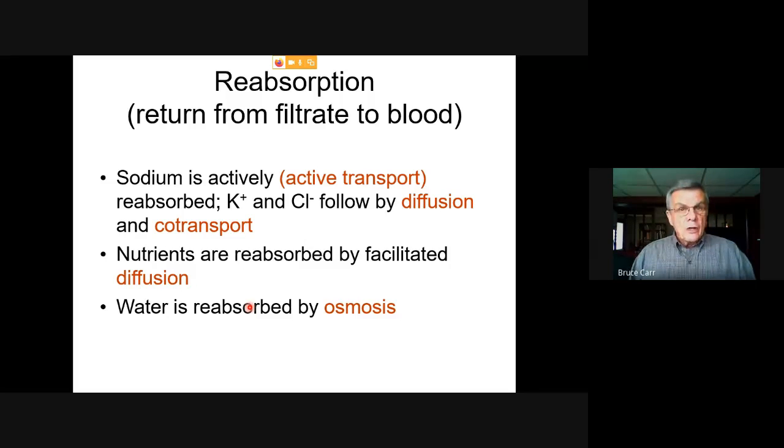Now, water and its balance is controlled by osmosis, and we're going to say more about that. But basically, the cell can't grab water molecules and move them. They rely on transporting ions and molecules, changing the solute concentration in order to get water to move in the right direction. We'll say more about that in a moment.